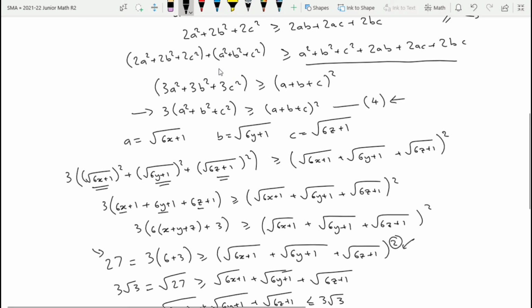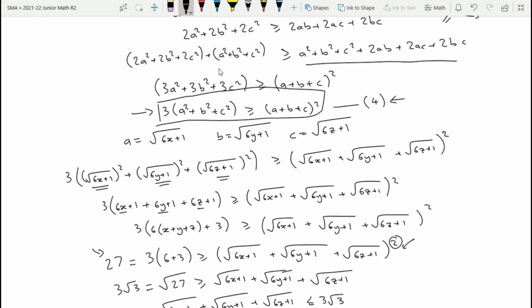And then since we now know that this claim is true, we made use of it in proving the problem that we had. So we substituted square root of 6x plus 1 in place of a in inequality 4 here that we know is true. And we substituted square root of 6y plus 1 in place of b here, and square root of 6z plus 1 in place of c here.